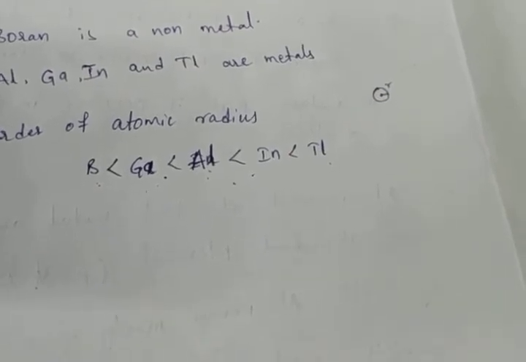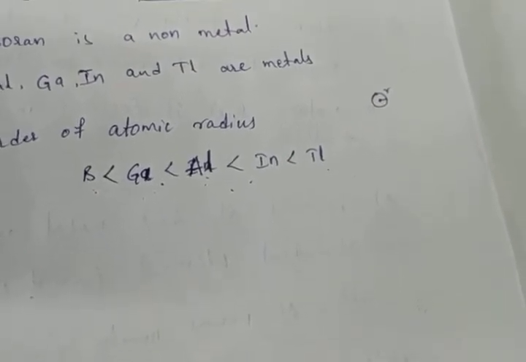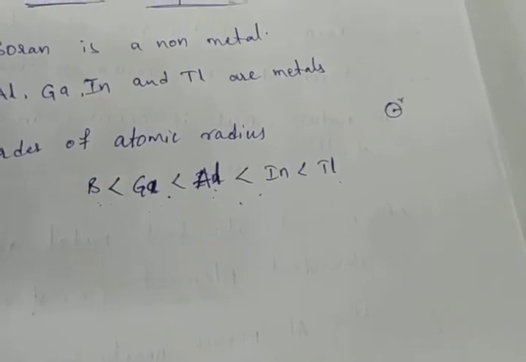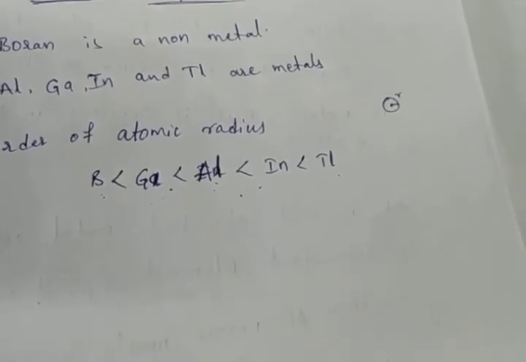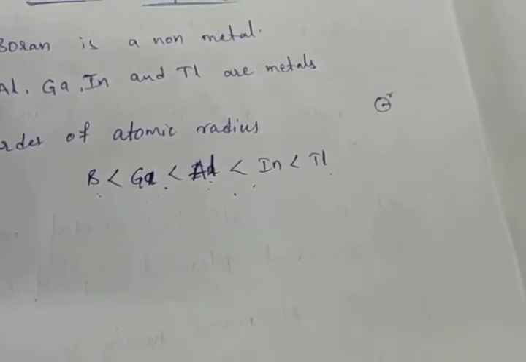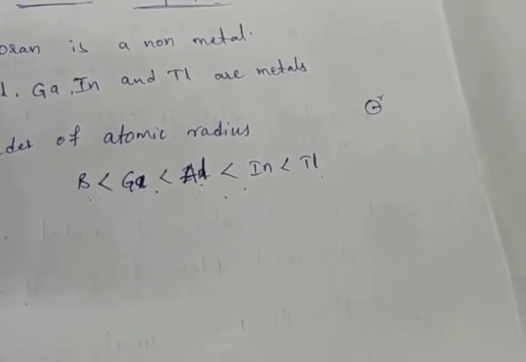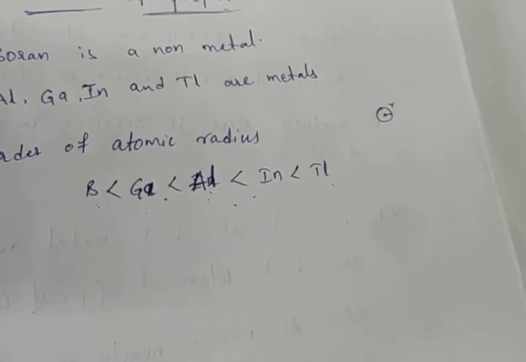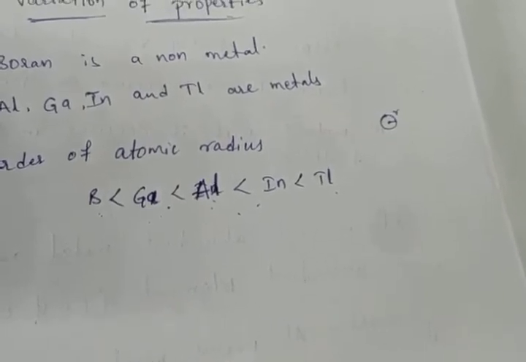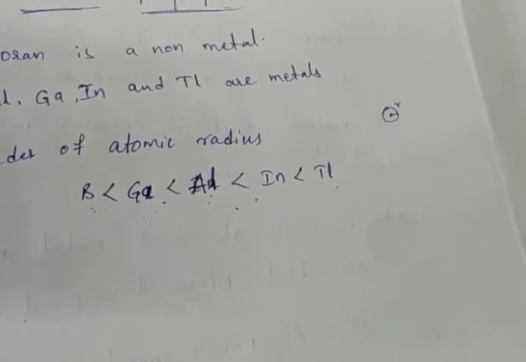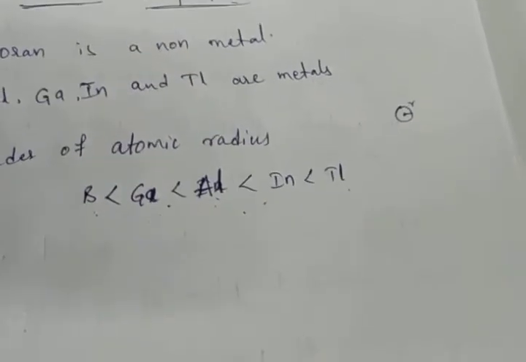The penultimate shell means the shell before the valency shell or before the ultimate shell. In the penultimate shell, the nucleus attraction forces will be decreased by the penultimate electrons. That's why it acts as a screen.